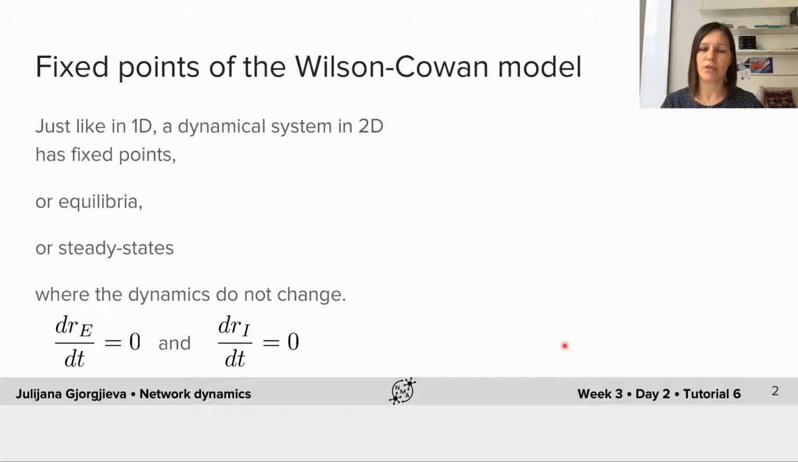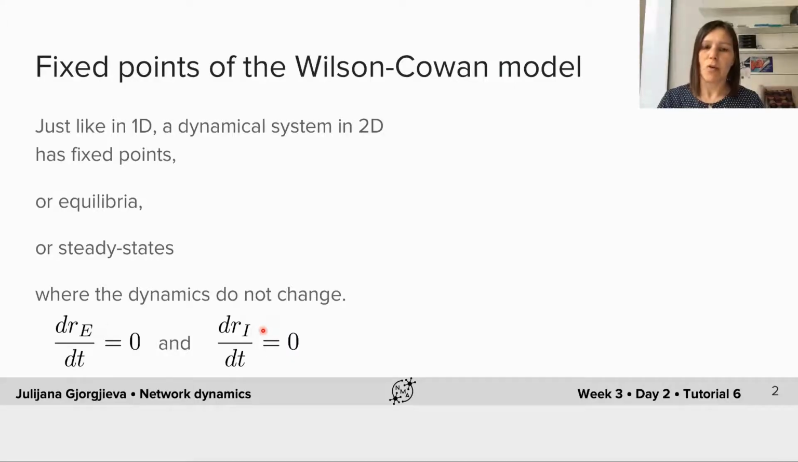Similarly, for this two-dimensional system of excitatory and inhibitory neurons, that is the Wilson-Cowan model, the fixed points are defined as the points where the dynamics of the excitatory and the inhibitory populations don't change. That's why we define the two derivatives of the excitatory and the inhibitory population with respect to time, and we set them equal to 0.